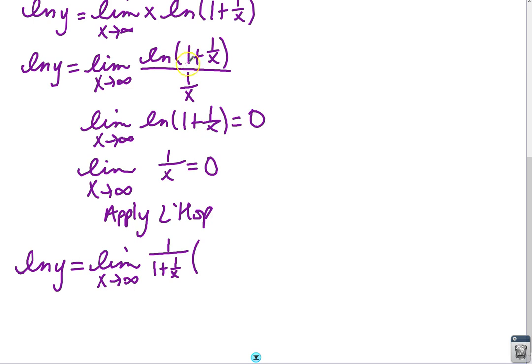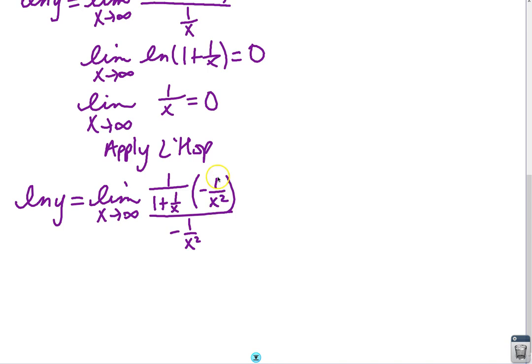The derivative of 1 is 0, plus this is negative 1 over x squared, all over the derivative of 1 over x, which we know is negative 1 over x squared because we just did that up here. Well, the nice thing is those two things will cancel each other out. So now I'm left with the natural log of y is equal to the limit as x approaches infinity of 1 over 1 plus 1 over x.